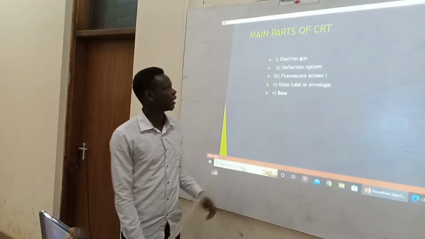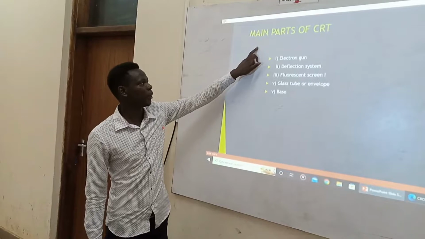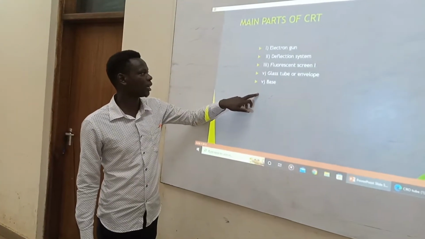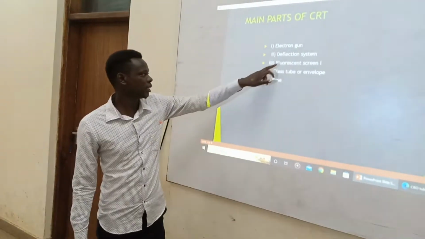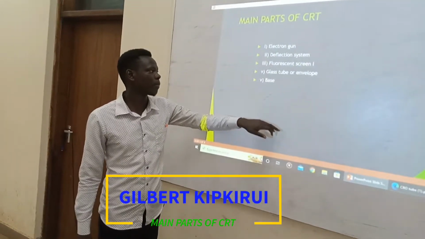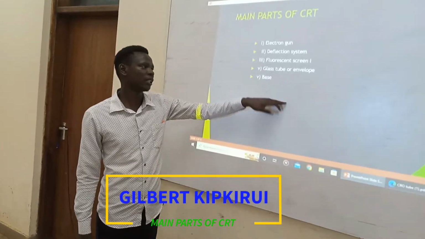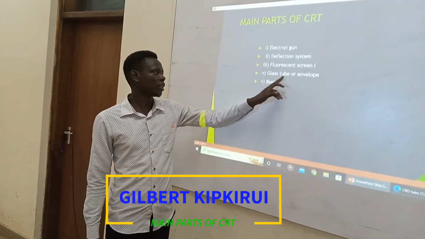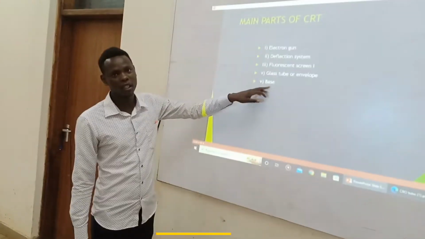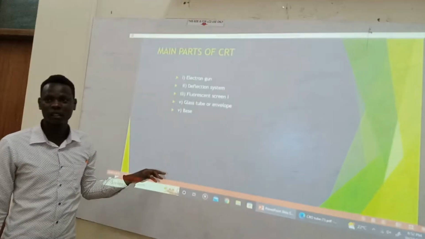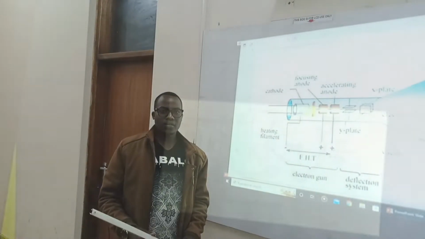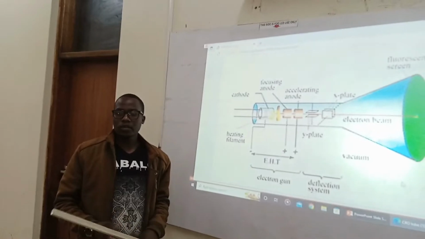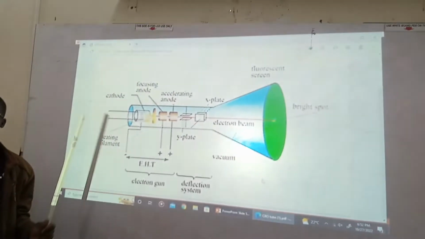Okay, class, we are going to see the main parts of the CRT. The first one is the electron gun, the second one is the deflection system, the third one is the fluorescent screen, the fourth one is the glass tube or envelope, and the last one is the base. As we have introduced, the CRT is a part of the CRO.